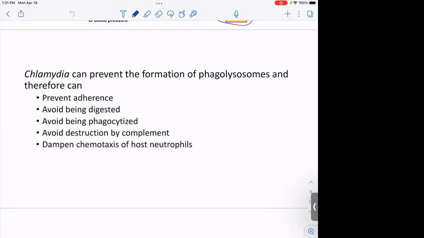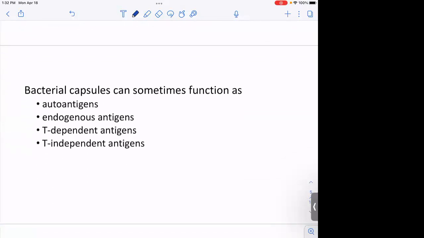So basically, if you've got a pathogen that can prevent the formation of phagolysosomes, that means it's preventing the lysosome from fusing with the phagosome. So essentially, that just means the pathogen hangs out in that endosome inside the white blood cell, and it doesn't get digested. All right, so that was the correct answer there.